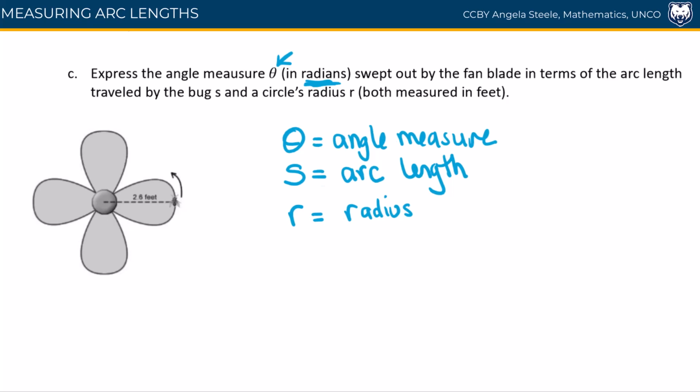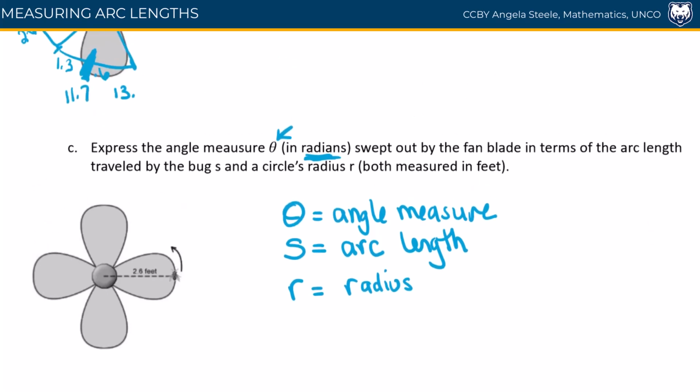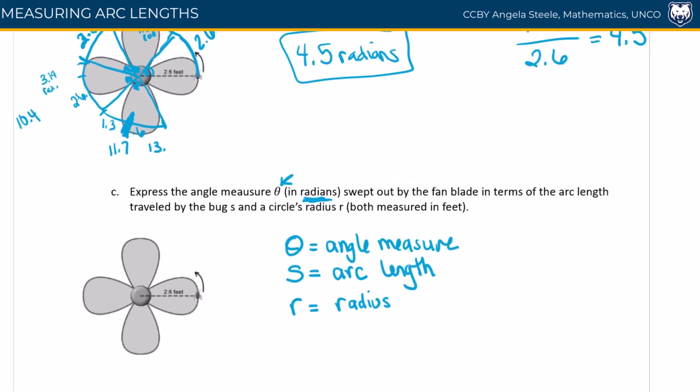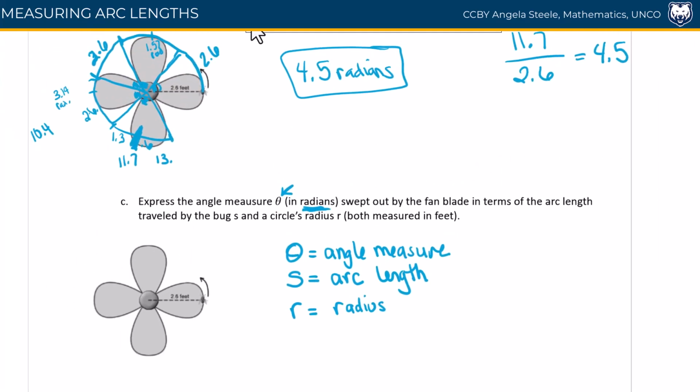Okay, so then using that idea from the previous two problems, I'll use part B as the example. So 11.7 was our arc length, so we're going to say generically it's going to be S divided by R, where 2.6 was our radius length, equal to our angle measure. So that gives us the relationship S divided by R equals theta.